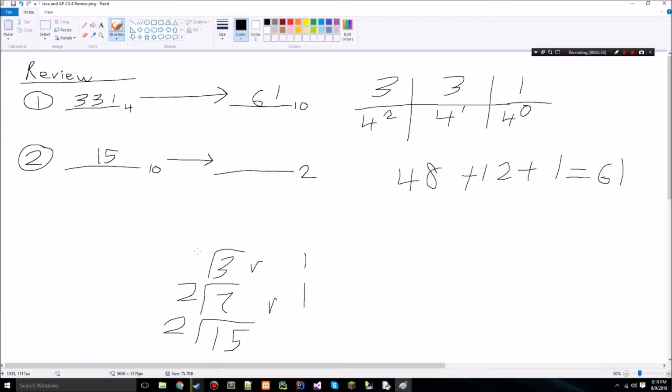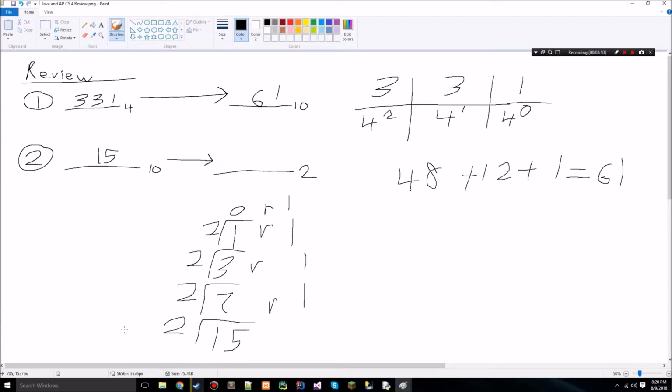So divide by 2 again. We get 1, remainder 1. And then we divide by 2 again, and we get 0, remainder 1. Checking: 2 times 7 is 14, plus 1 is 15; 2 times 3 is 6, plus 1 is 7; 2 times 1 is 2, plus 1 is 3; 2 times 0 plus 1 is 1. All right, we're good. We did the division correctly.